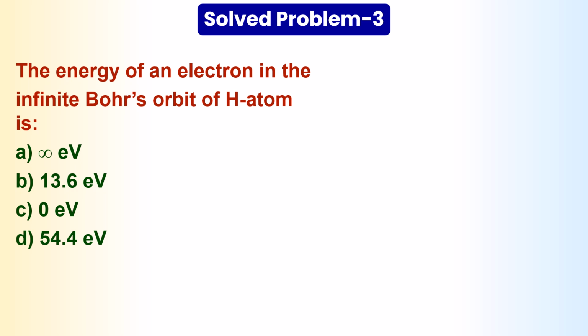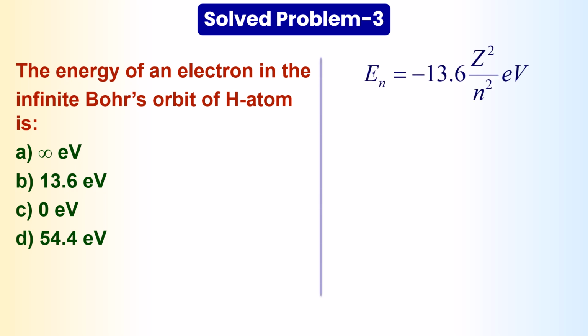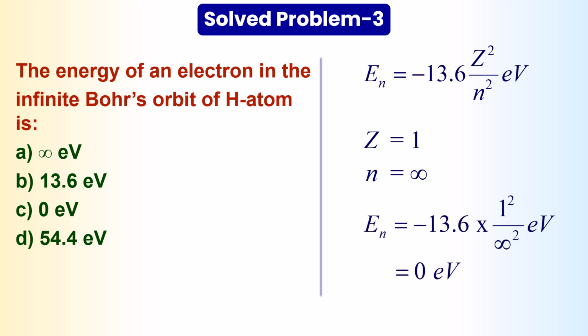In this problem, we need to calculate the energy of electron in the infinite Bohr orbit of the hydrogen atom. As already seen, for a hydrogen atom, the value of Z is equal to 1. Since the electron is in the infinite orbit, the value of n is infinity. Substituting these values into the formula, we get the energy as 0 electron volts. Hence, the correct answer is option C.